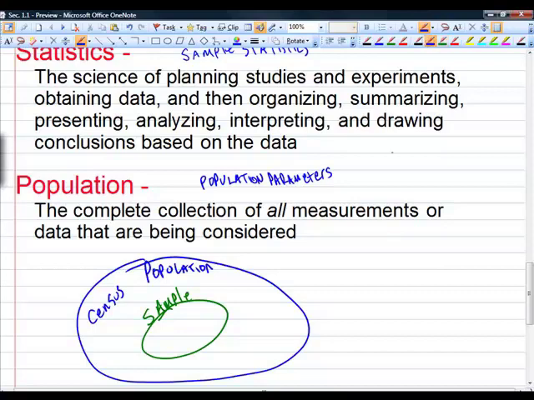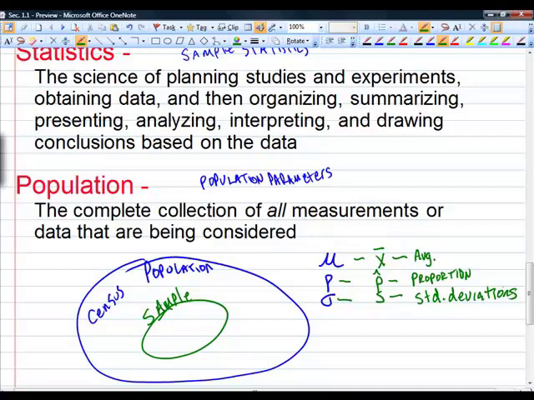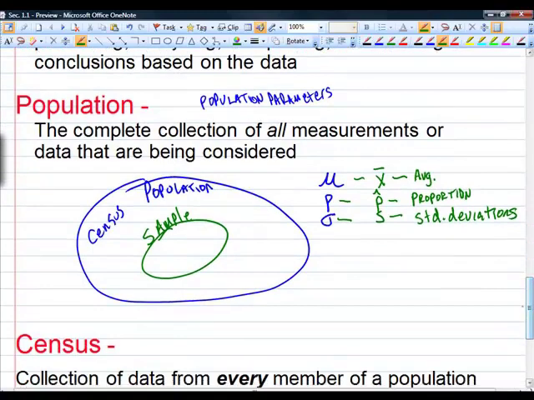So our population parameters, mu, p, and sigma, correspond to our sample statistics, x bar, p hat, and s. These things correlate. The mu and the x bar both mean an average value. The p and the p hat both mean a proportion or a percentage. And the sigma, lowercase sigma, and the lowercase s both represent standard deviations. I don't expect you to be completely familiar with all of these terms yet. I'm just introducing them right now.